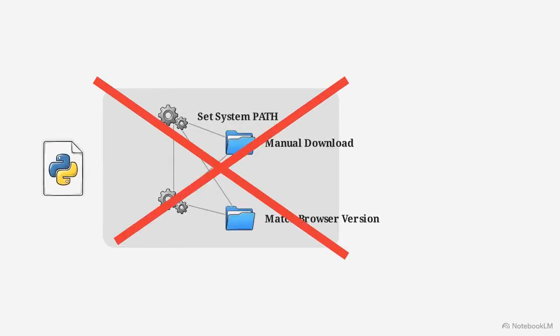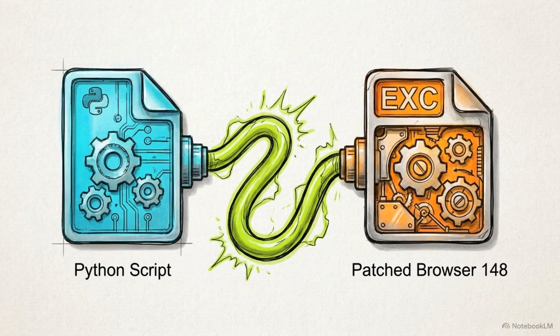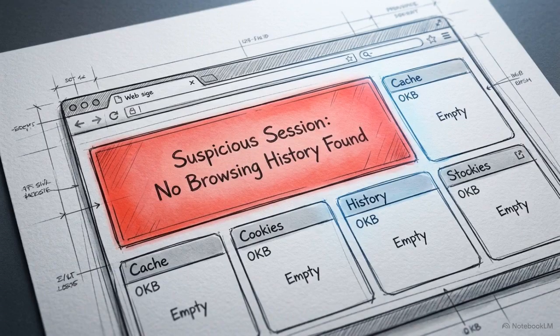Relying on this auto-download model eliminates the need for you to manually configure system paths, and it guarantees that your code is perfectly paired with the correct patched browser version. Right now, we have a working stealth browser, but anti-bot systems heavily scrutinize completely blank slate sessions. Returning user profiles are critical for long-term evasion.